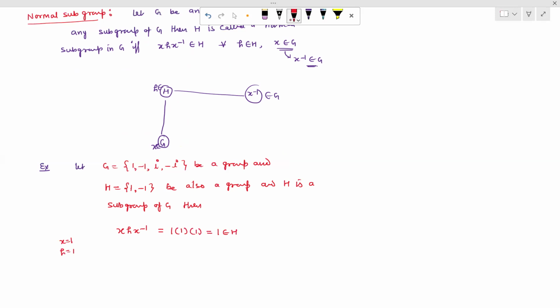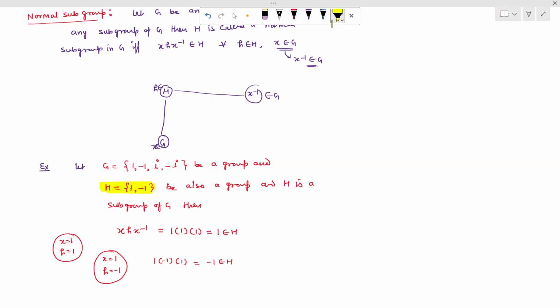Similarly, now we talk about the second element. Suppose we are considering x equal to 1 and h equal to -1. So we take x as it is and h equal to -1. We can write down 1 h (-1) inverse of x, that means 1 is 1. So this gives us -1, which also belongs to H. So this H is said to be a normal subgroup of G.